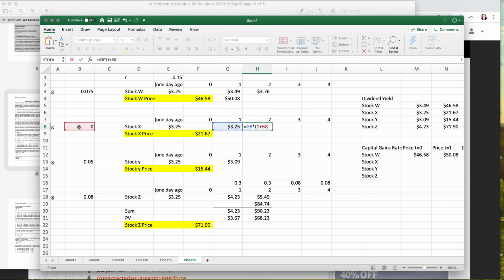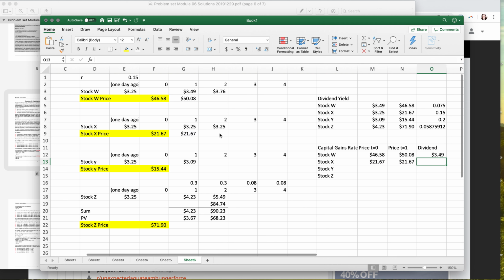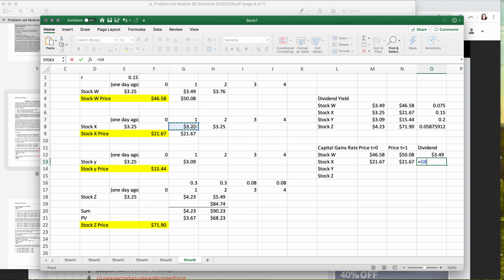1 plus the growth rate. There's not going to be a change in dividend. So this divided by R minus G gives us the exact same price, which should make sense because there's no change in the price over time. And the dividend is going to be $3.25.